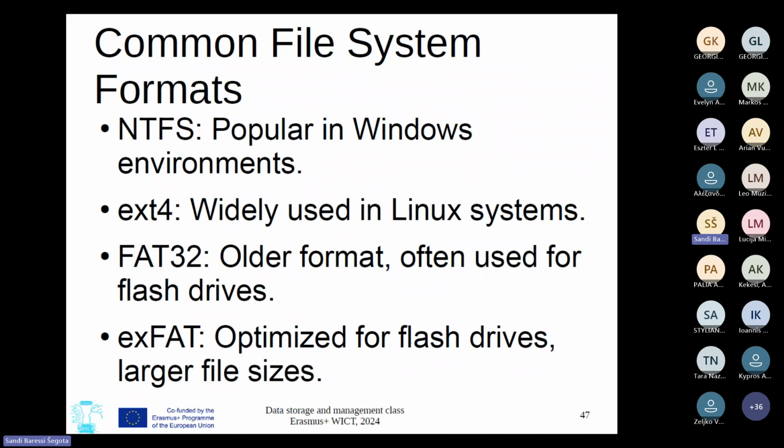NTFS is basically the default if you're creating a drive for a Windows environment, or Windows is creating a drive for you. Usually you are going to be using NTFS. ext4 is what's used in Linux systems. FAT32 is a very popular system. I automatically went to say it in Croatian, because it's very common. It was the default system usually used. 32 is there because it used 32 byte-sized blocks.